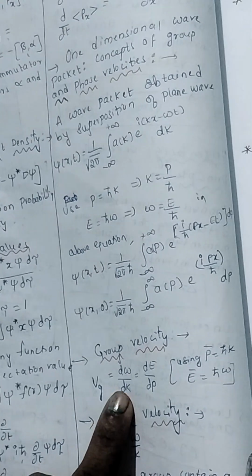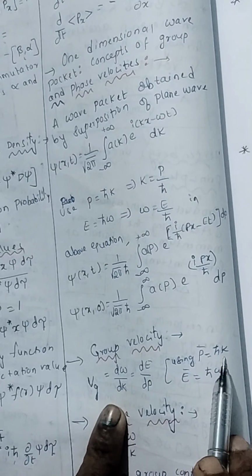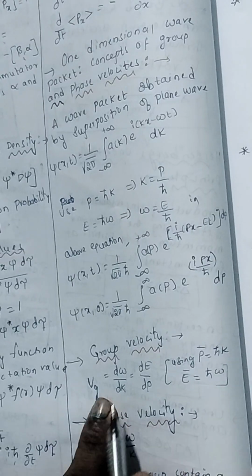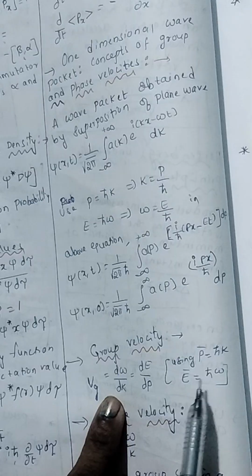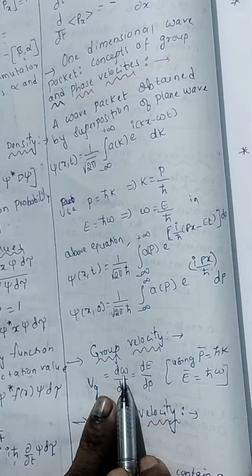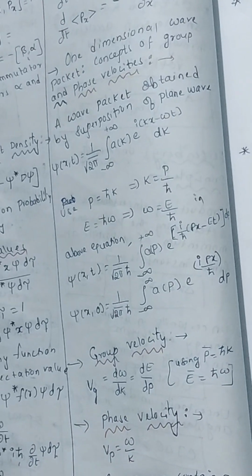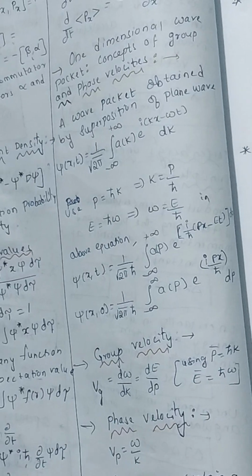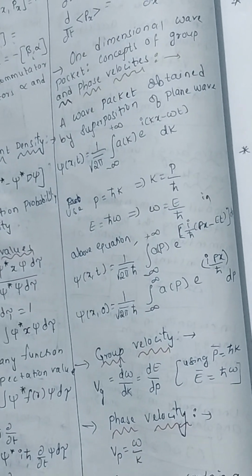So the formula is d omega by dk. Now, for p, you substitute h cut k, and from that you take k, substitute, differentiate with dk. In place of omega, you substitute E by h cut, differentiate, do d omega, and substitute; you will get dE by dp. Next, phase velocity means a single wave's velocity, I will say. So Vp equal to omega by k.